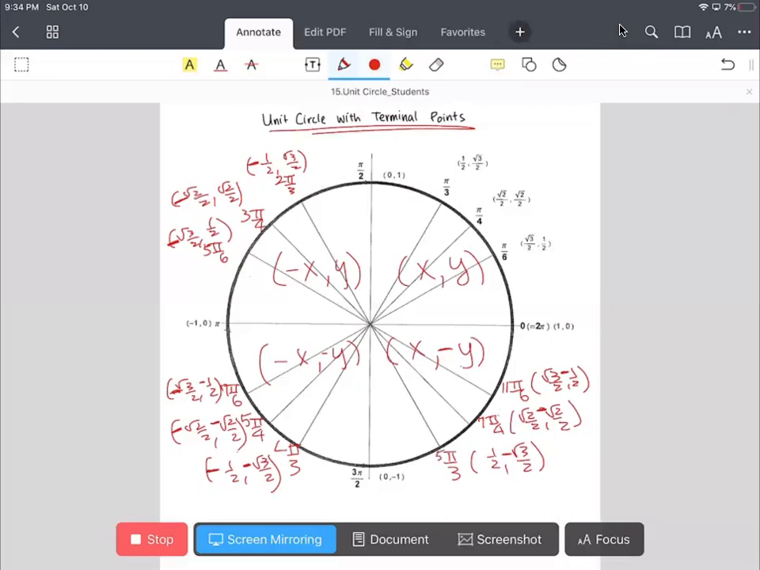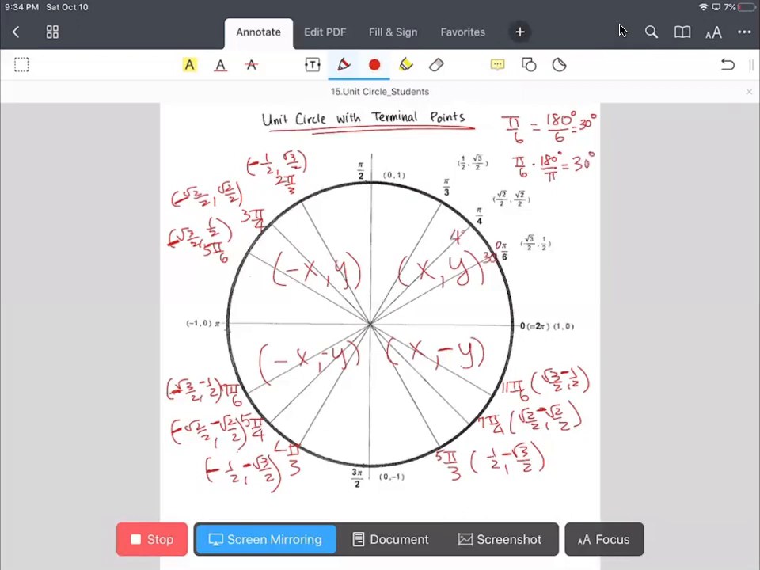If you want to write it in degrees, pi over 6 equals, we know that pi is the same thing as 180 degrees, and you can just divide it by 6, which is equal to 30. So wherever you see pi, you can replace it with 180. Or you can do pi over 6 times 180 over pi, and this will also give you 30 degrees.